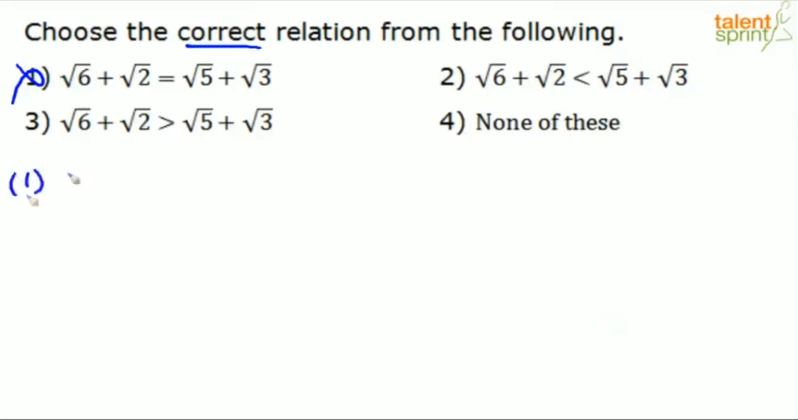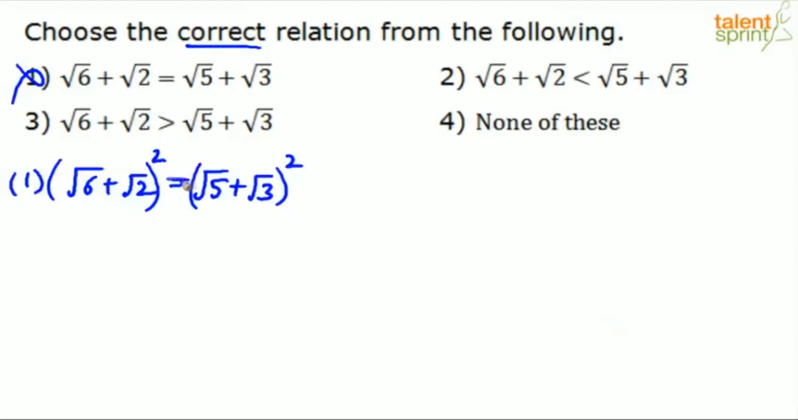Option 1 says root 6 plus root 2 equals root 5 plus root 3. Square it on both sides, right? No problem, we can square it on both sides. The relationship will still hold true, it will be equal only in between. So square it, what do we get?